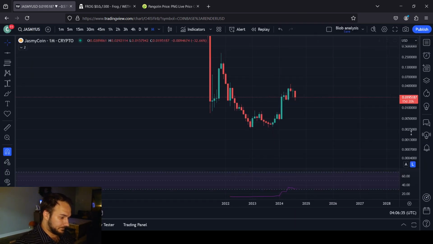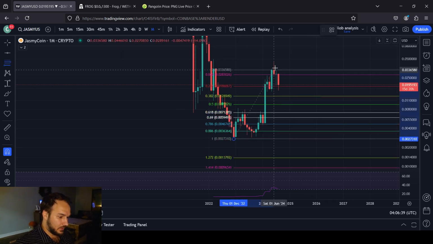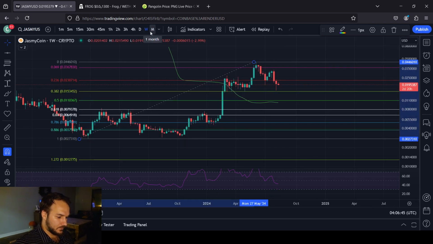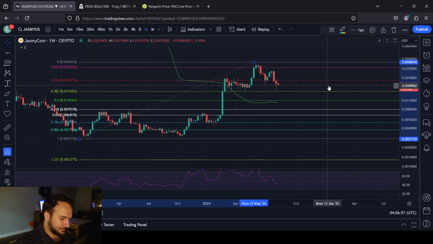Let's see. 1.9 cents, low to high here. 382, monthly view, weekly view. Looks like poo-poo. Oh, the weekly had so much hope, and it's been tarnished. Oh, it looks so bad. Yep, Jasmy's going lower. Probably.